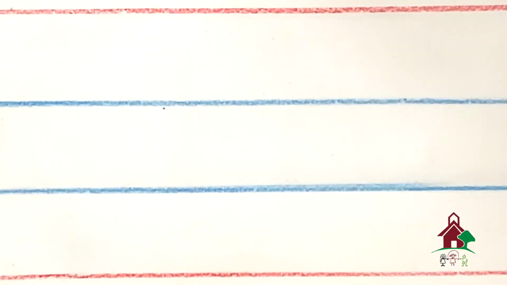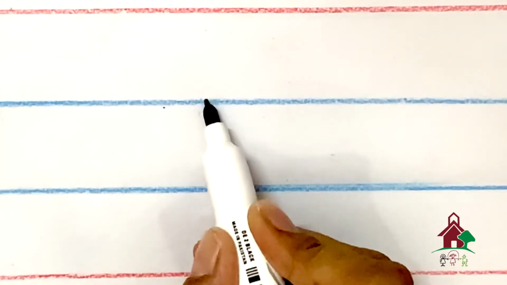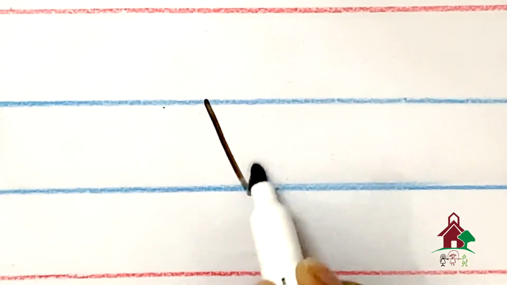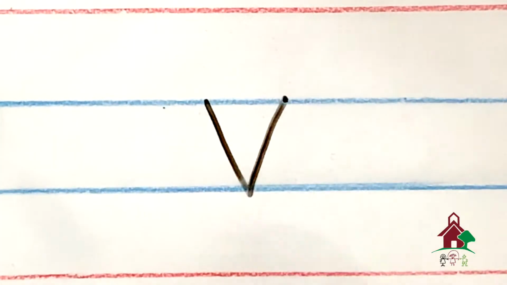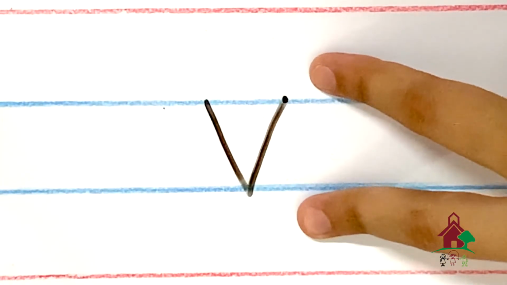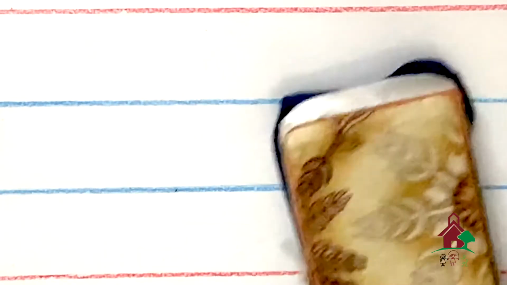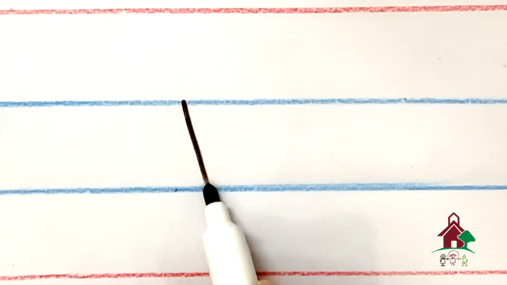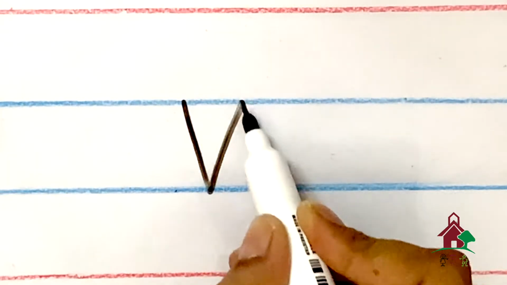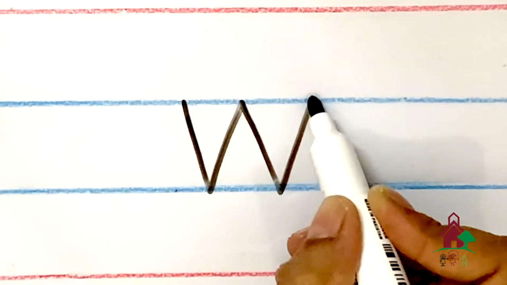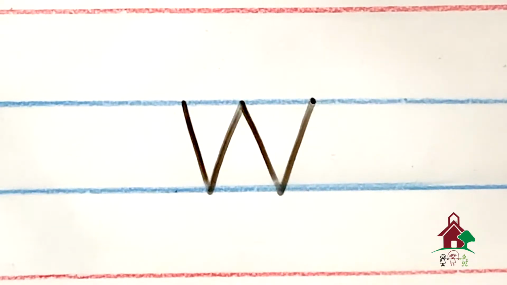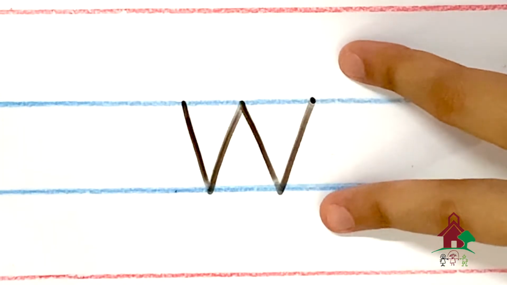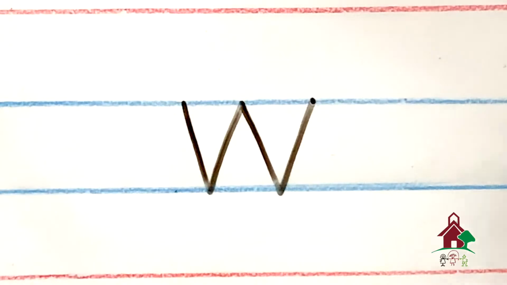Next we have v. Make a slant line, go up, again slant line. V. V comes between these two blue lines. Let's erase it. Let's make w now. Make a slant line down, slant line up, slant line down and slant line up again. W. W comes between these two blue lines. Let's erase it.